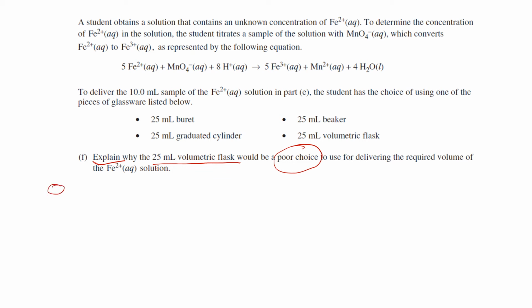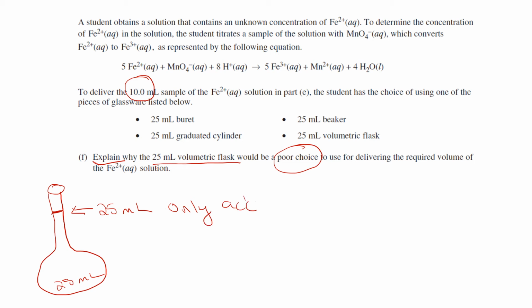So if you remember what a volumetric flask looks like, it's got this round bottom, and it usually just has one increment on it, depending on the size of it. Since this is 25 milliliters, that is going to make it accurate to 25 milliliters. But we're asked to use a 10 milliliter sample of the solution. So to measure it out in this is only accurate to 25 milliliters. So if I need 10 milliliters, this would be a poor choice. You don't need to get into an explanation of any of the other pieces of glassware for this problem.